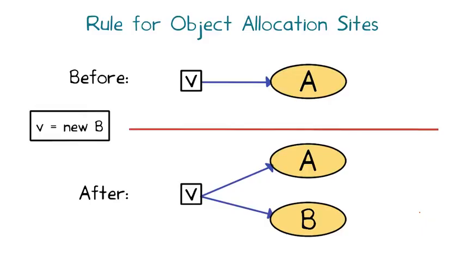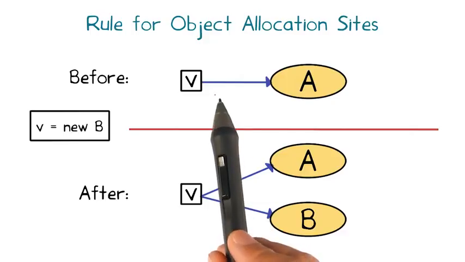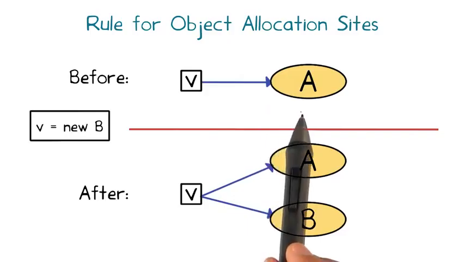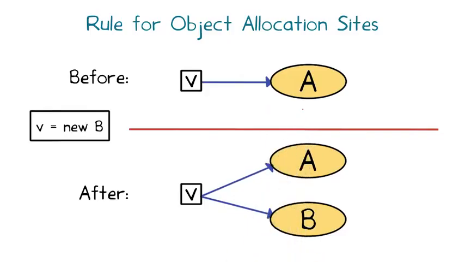Let's look at the rule we'll apply for the first type of statement, an object allocation. For the statement v is assigned new b, we create a new allocation site node called b. We also create a variable node for v if it doesn't already exist. And then we add a blue arrow from the variable node to the allocation site node. Notice that if there is already an arrow from v to another allocation site node, say a, in the points-to graph, we just need to add a new arrow from v to b.